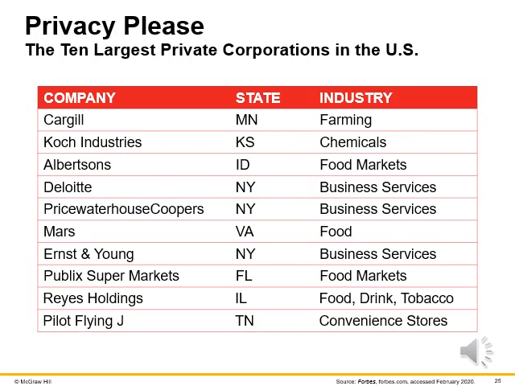This slide represents the U.S. top 10 private companies. That's Cargill, Koch Industries, Albertsons, Deloitte, all the way down to the Pilot, Flying J. Think about the reasons why these companies want to remain private. Some of the reasons could be control, privacy, no external pressures, and preference.